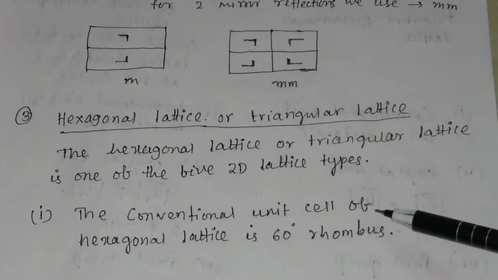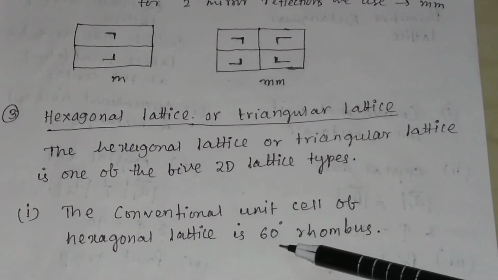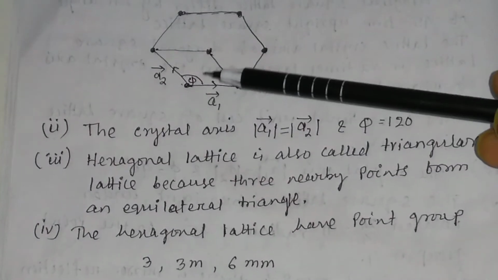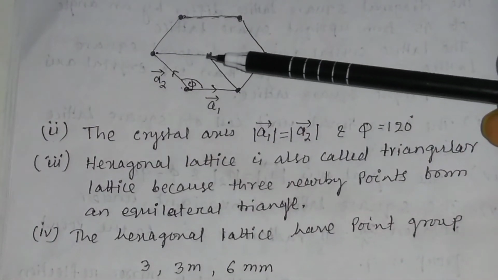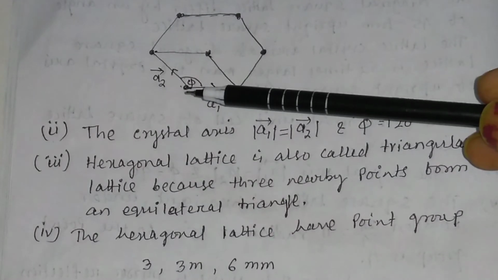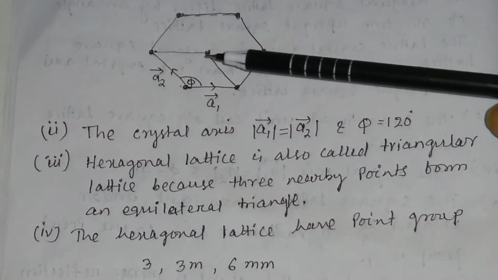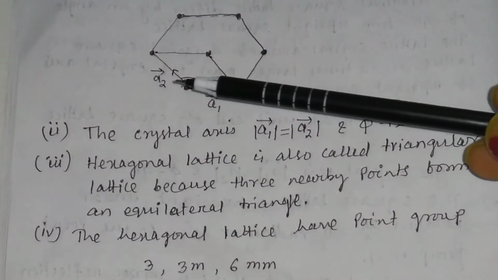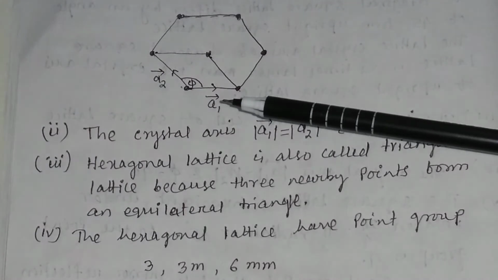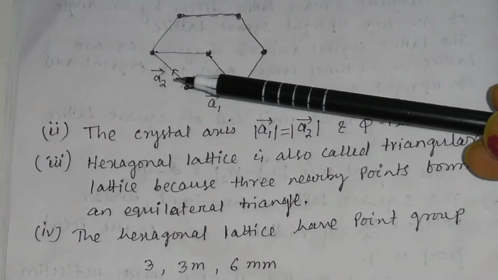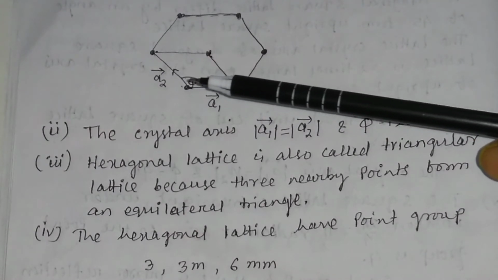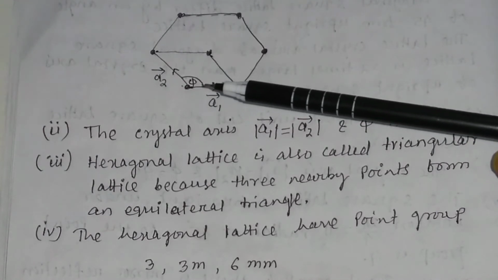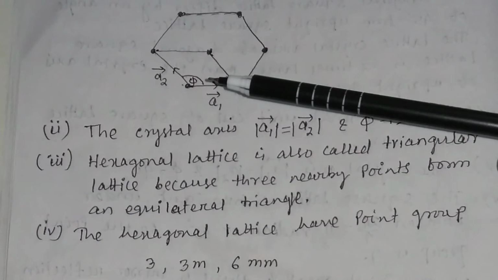The conventional unit cell of the hexagonal lattice is a 60-degree rhombus. You see, this is the conventional unit cell of the hexagonal lattice, which is a 60-degree rhombus. The crystal axes: magnitude of A1 and magnitude of A2 are the same. A1 is the crystal axis vector and A2 is the crystal axis vector, and the magnitude of A1 is equal to the magnitude of A2, and the angle between A1 and A2 is equal to 120 degrees.